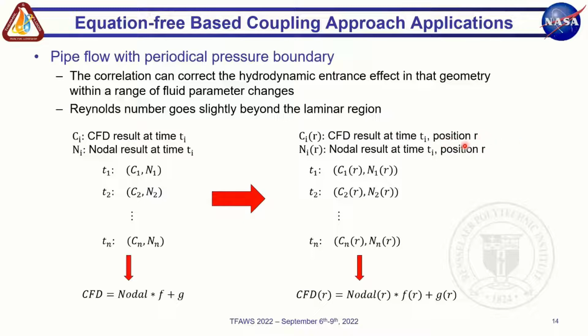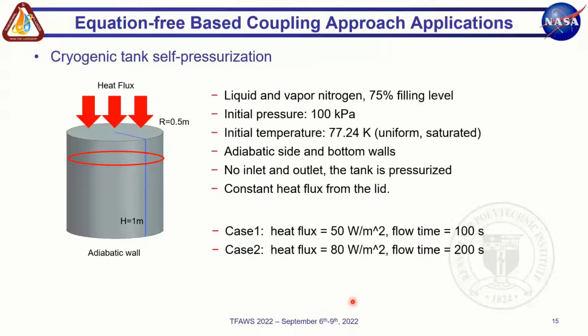And if we go into tank problems, we assume the CFD results at time t have a position R and the corresponding nodal code result will also be assigned a position R. So our correction will be, instead of only one linear correction, a position-distributed equation-free correction.